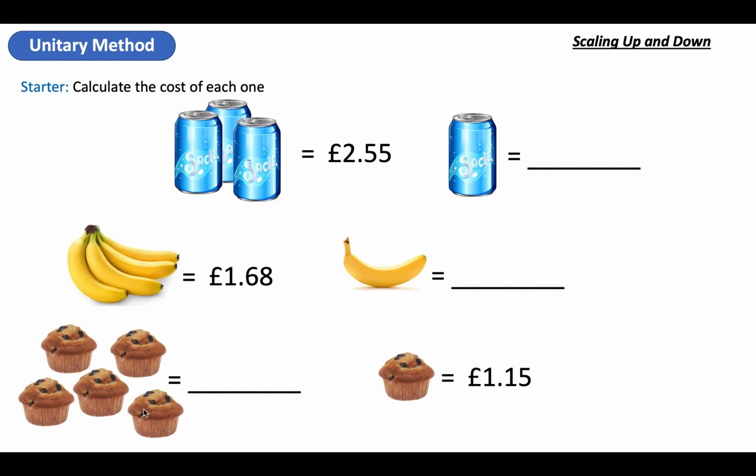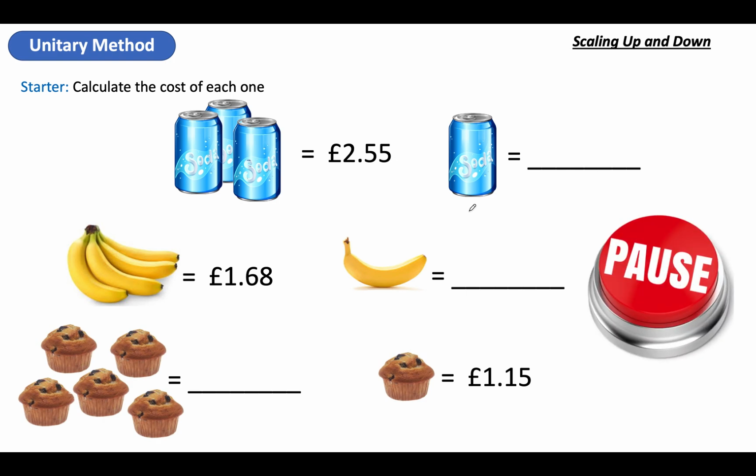Hi there, Unitary Method. Well, before we get onto that though, obviously we've got a starter that's kind of related to what we're doing. And, well, I think the pictures are kind of self-explanatory, aren't they? There's the cost of 3 cans. I want to know what one is. You know, fill in the 3 missing amounts there. Pause the video, work them out, write them down, and unpause the video when you're done.